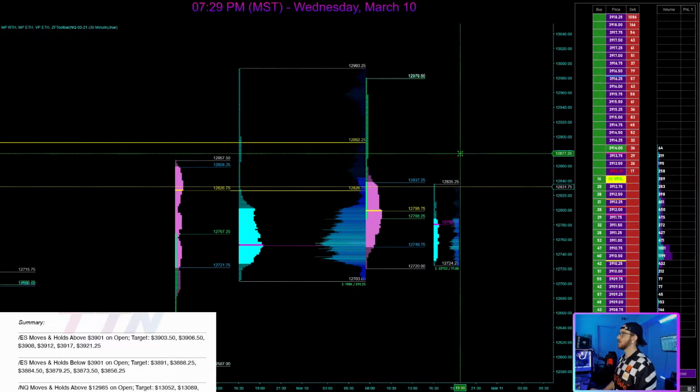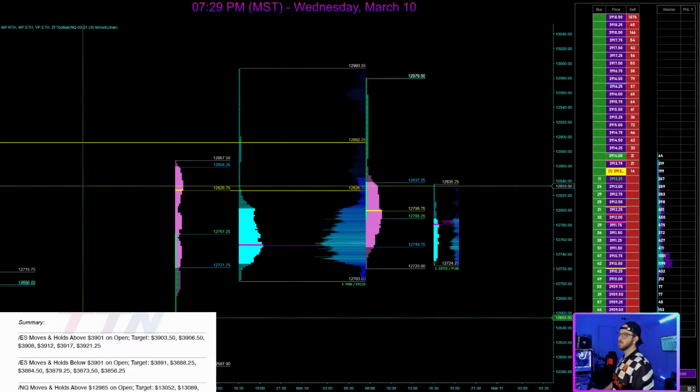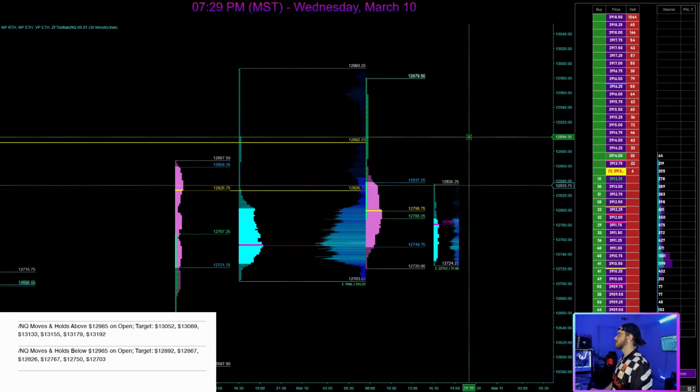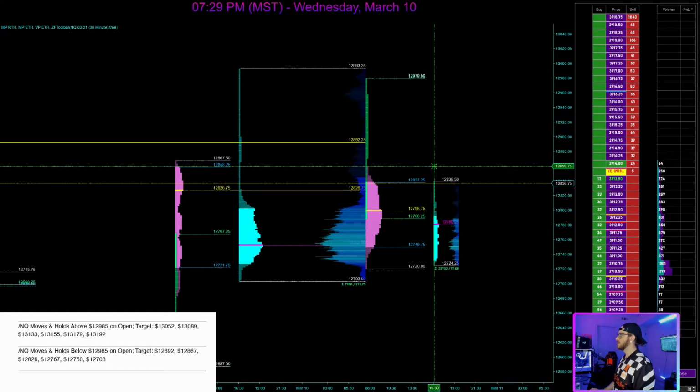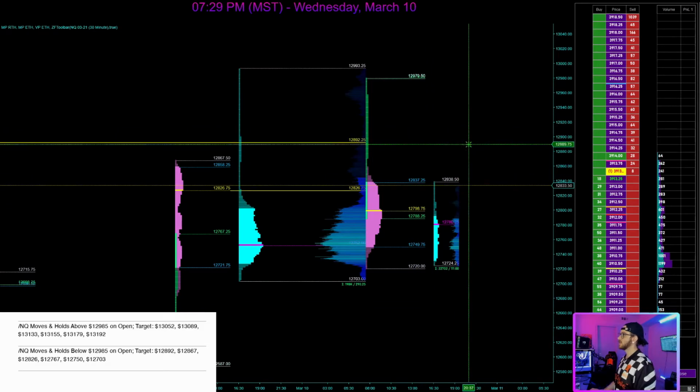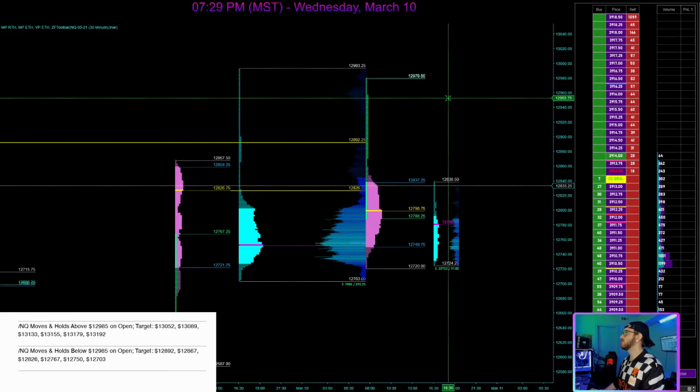So starting with the line in the sand for NQ. Line in the sand for NQ was 12,985. 12,985 was this level right here. It was right around the overnight high. It was the current overnight high when I made the trade plan.